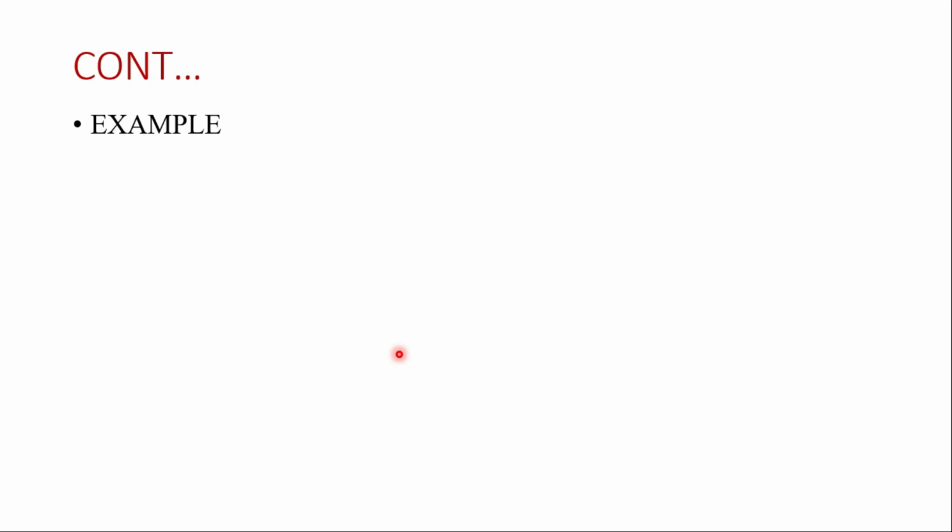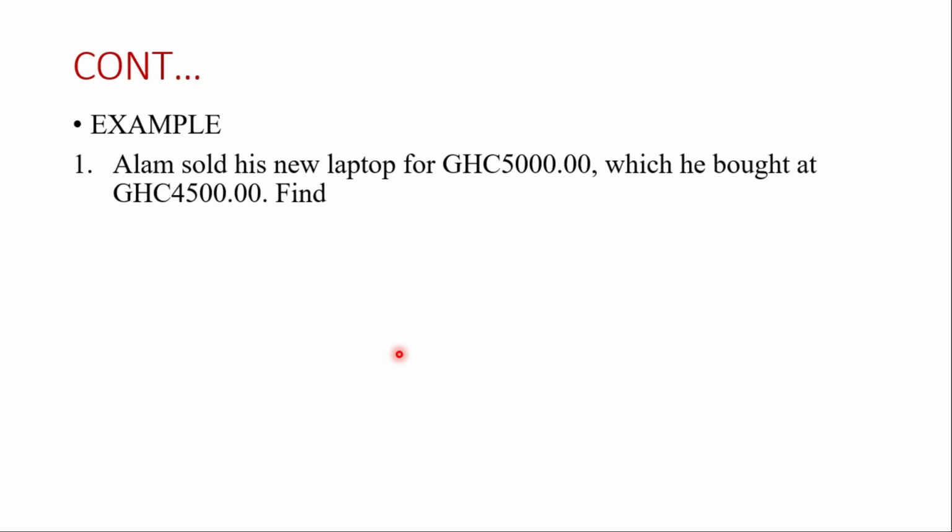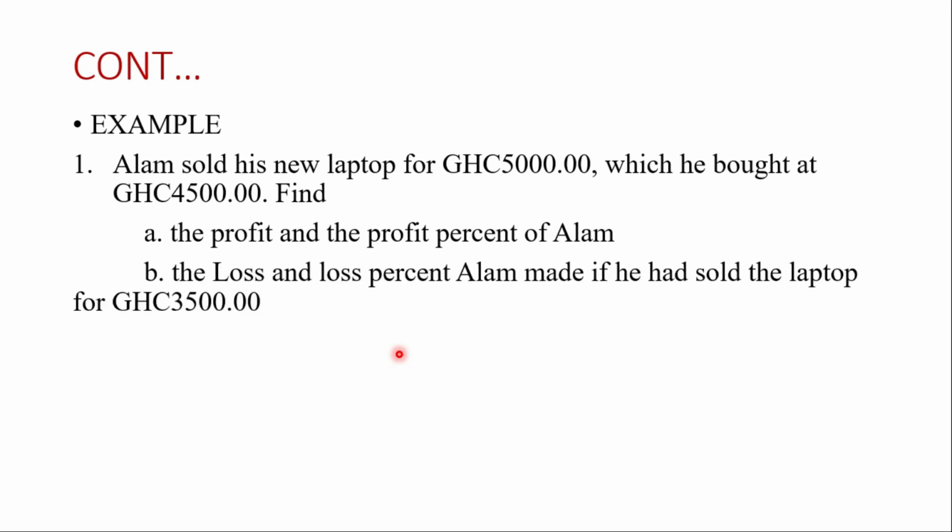Now let's pick an example. Example 1. Alam sold his new laptop for 5,000 Ghana cedis, which he bought at 4,500 Ghana cedis. We want to find the profit and the profit percent. So there are two questions in this one. And also we want to find the loss and the loss percent Alam made if he had sold the laptop for 3,500 Ghana cedis.